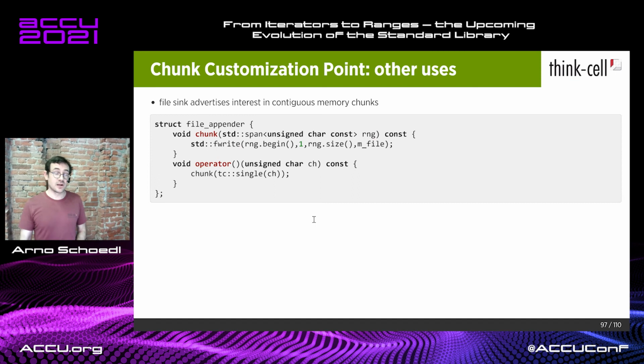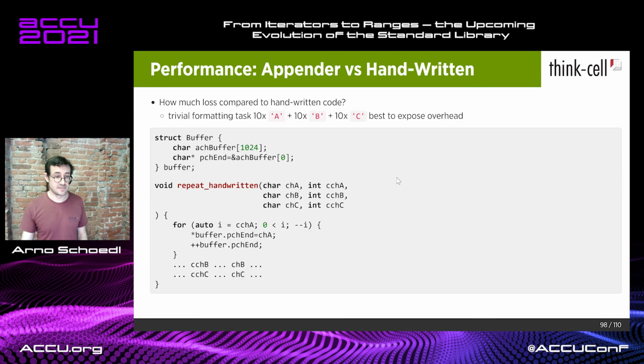Okay, you cannot only use this for appenders. You can also, for example, do it for files when you're writing to files, because the files can advertise that they're actually interested in contiguous ranges. I want something that's contiguous, and if it's contiguous, I can use just a single fwrite to write it to disk. Otherwise, I would have to call individual writes, which is a whole lot slower. So you can use that to speed up writing into files.